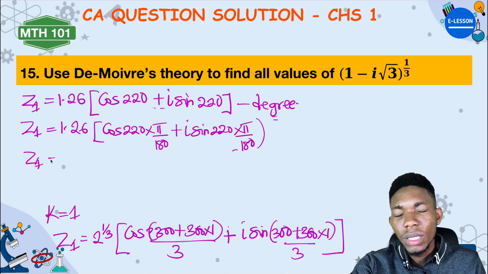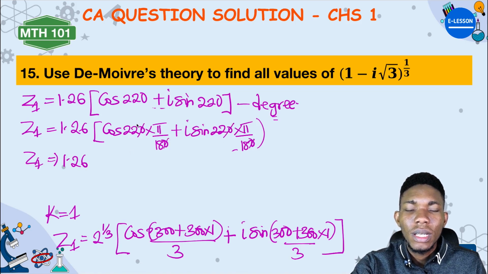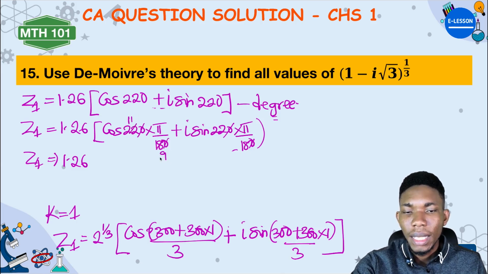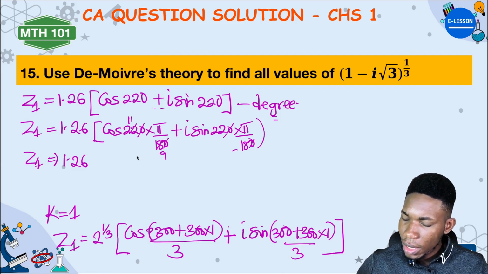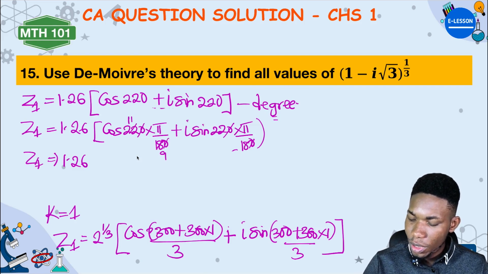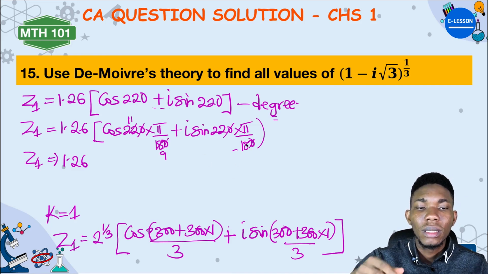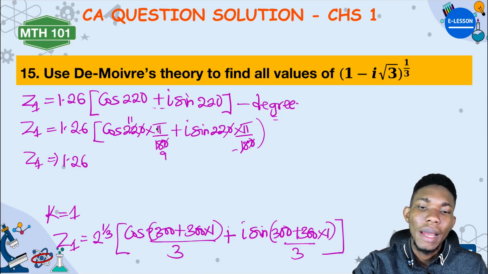So Z1 will be equal to 1.26. This cancels this, this cancels this. What do you think can go again? 2 here, 11. 2 here, 9. Can any other thing go again? I think I actually did that for the first one only, I didn't do it for the rest. And then this one will also be 11 over 9 pi.